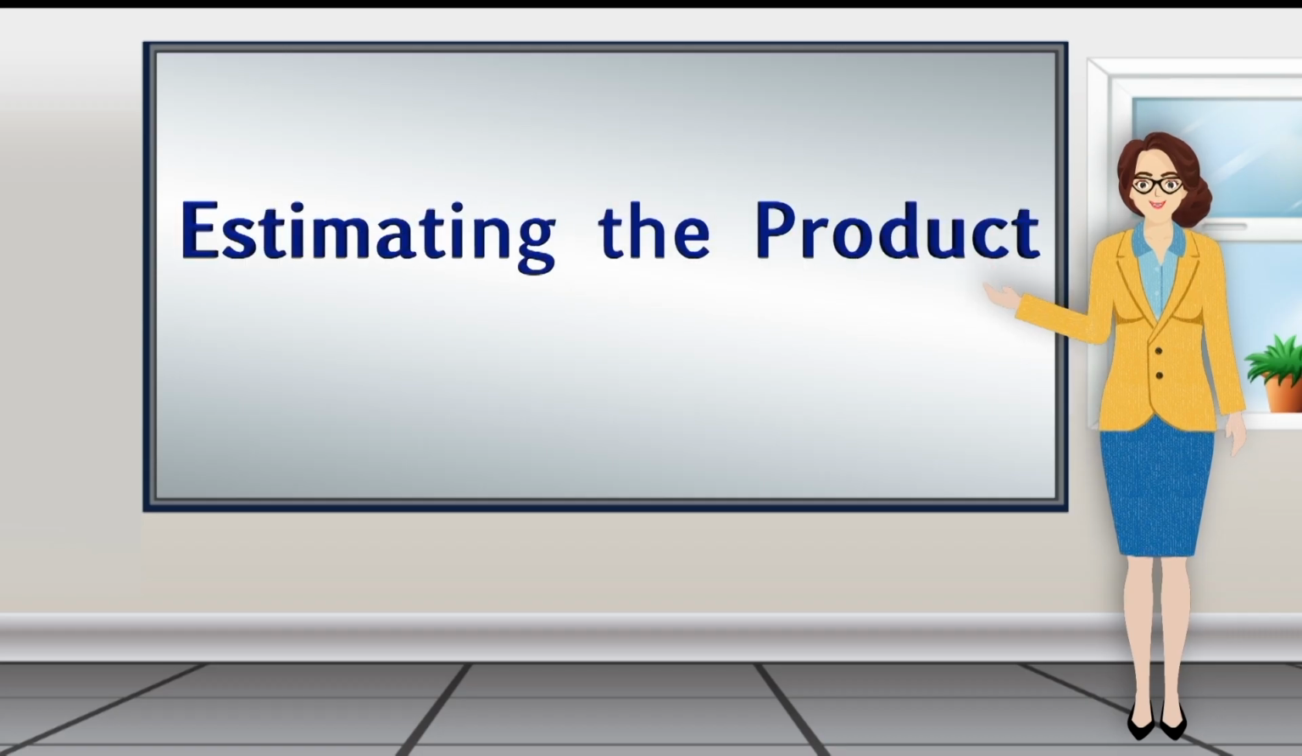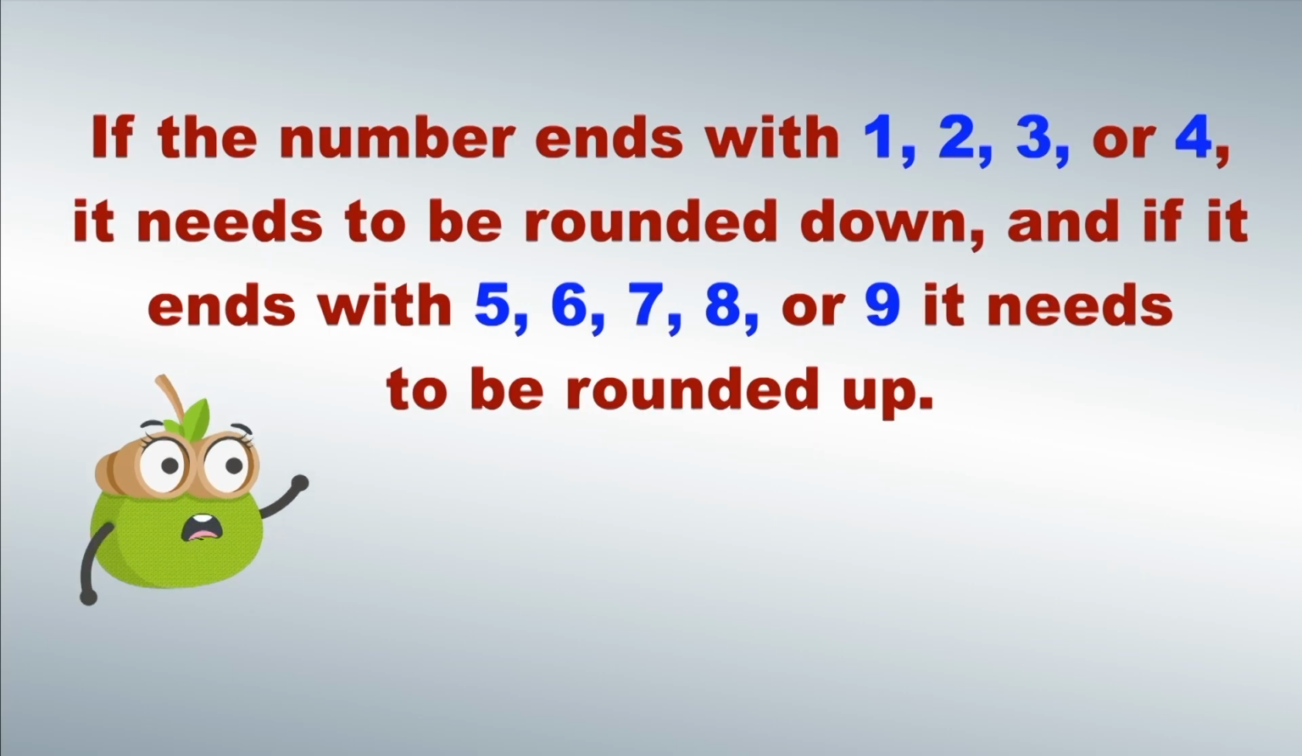Estimating the product. Before estimating the product, let's recall the rules of rounding off numbers. If the number ends with 1, 2, 3 or 4, it needs to be rounded down. And if it ends with 5, 6, 7, 8 or 9, it needs to be rounded up. Means you can round off numbers on the basis of this rule.